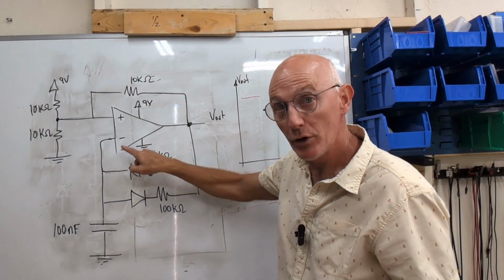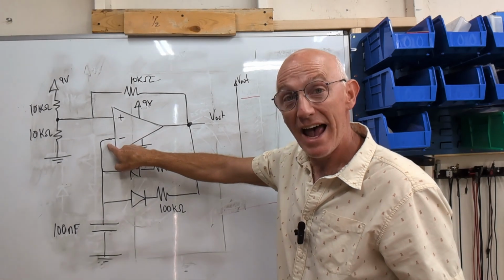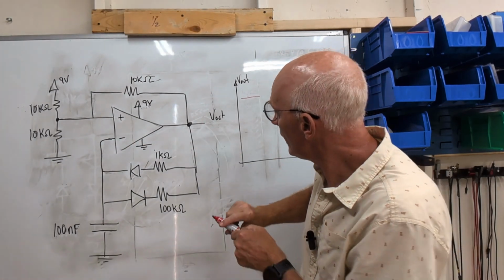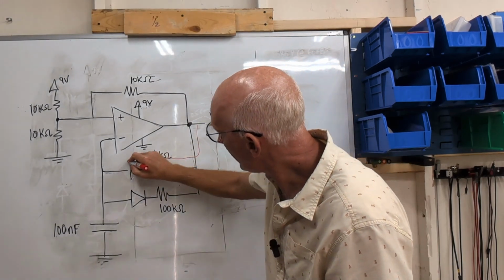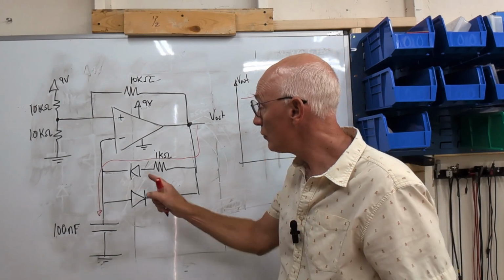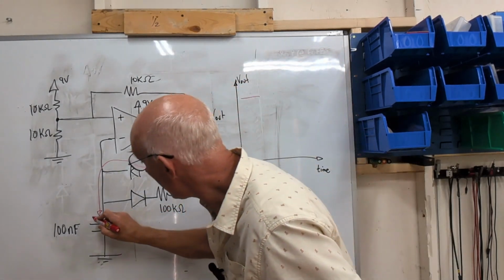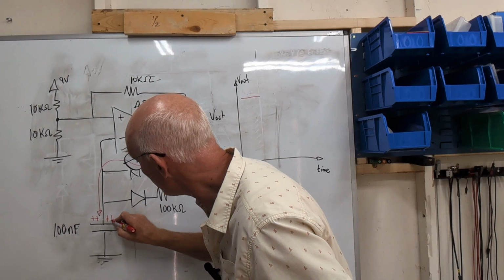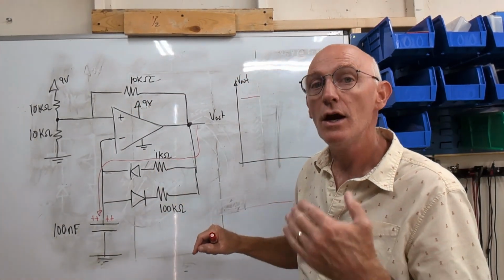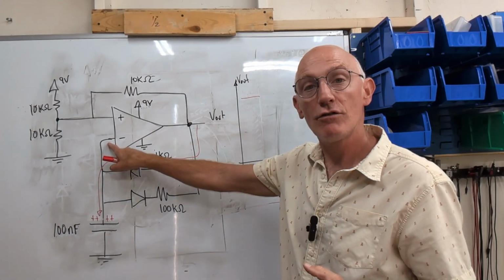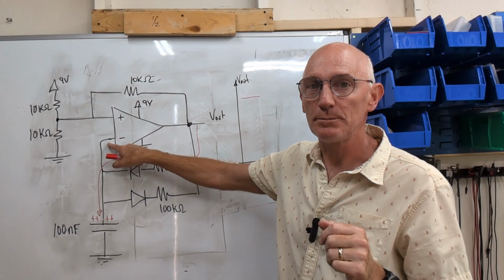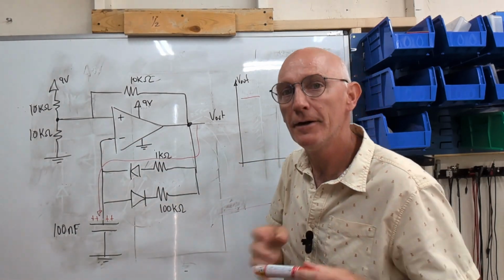The inverting input will have its voltage increasing because this 9 volts can send current to the upper plate of that capacitor through the upper diode here. That accumulating positive charge, the time constant of which is the 100 nanofarad and the 1K, will steadily increase the inverting input's voltage until it gets above 6 volts. Let's see what happens then.